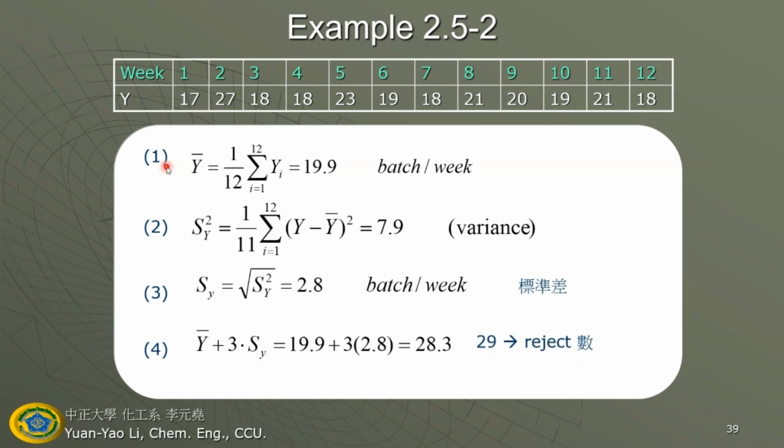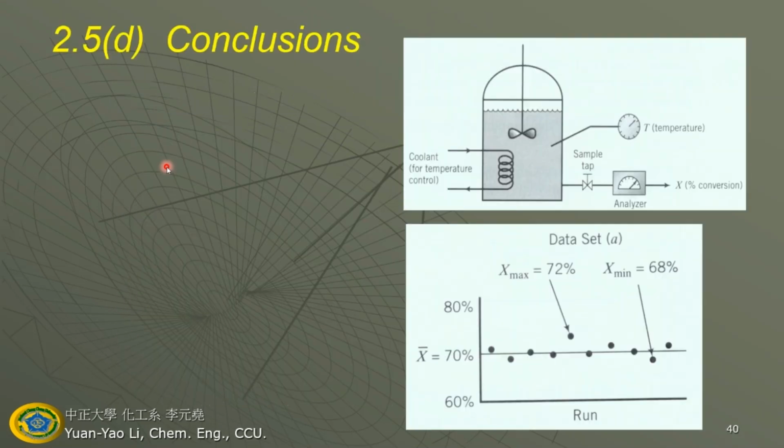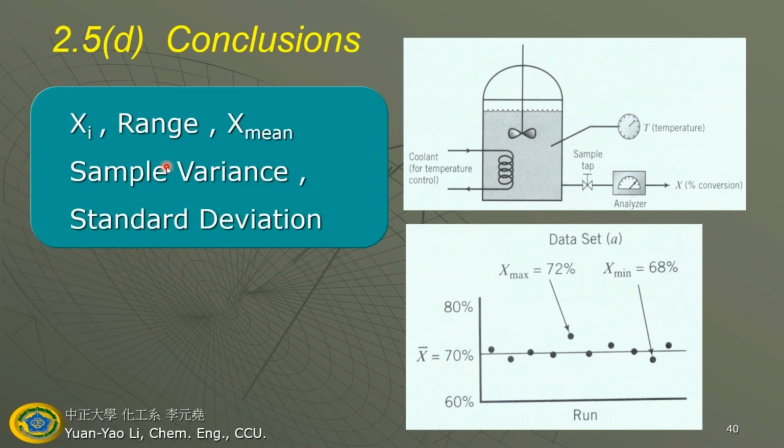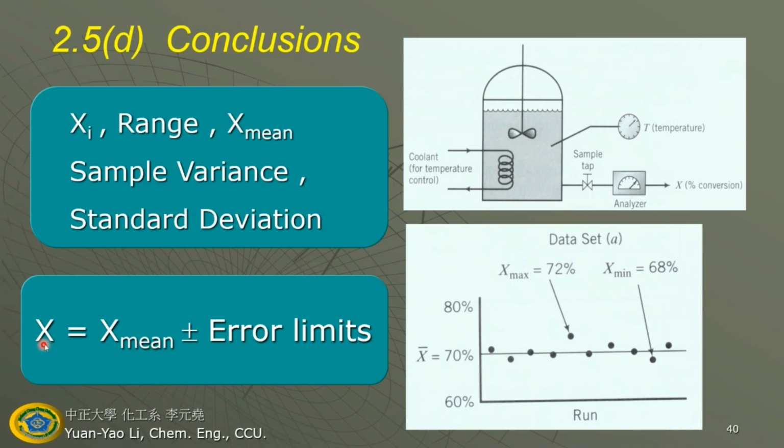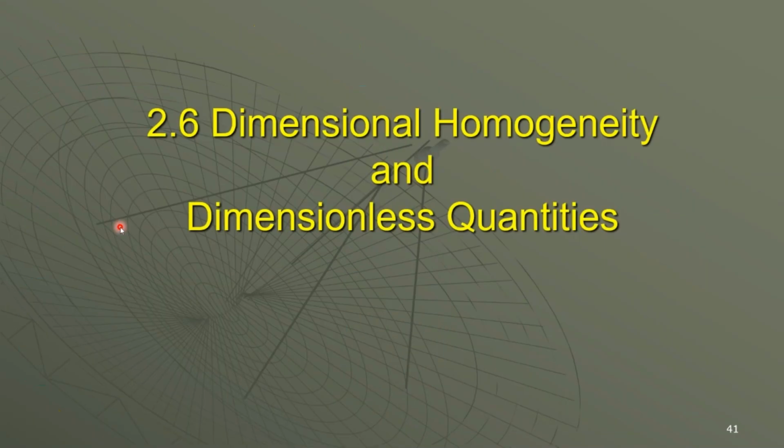I just tell you, please do a quick calculation. So the conclusion of this 2.5D is that you know the raw data, you know the maximum or minimum data, you know the arithmetic mean, and you know the standard variance and the standard deviation. And this is the expression of the data: X equals X mean plus or minus error limits. Error limits can be the maximum, can be one standard deviation, two standard deviations, or three standard deviations.